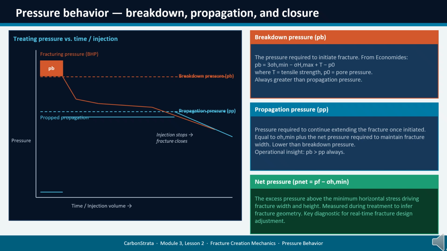Now define net pressure. This is pressure above minimum stress. This is what drives width and growth. Too low, fracture stops growing. Too high, fracture grows uncontrollably. So pressure is not just measurement. It is your real-time control variable. This curve tells you exactly what the fracture is doing.